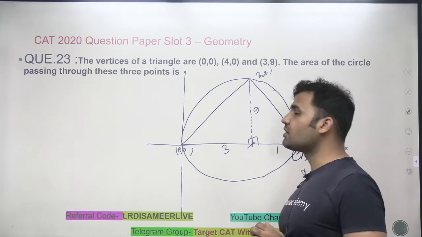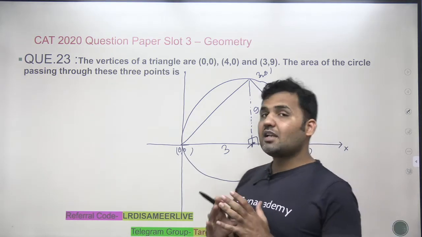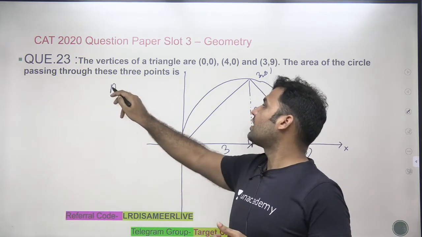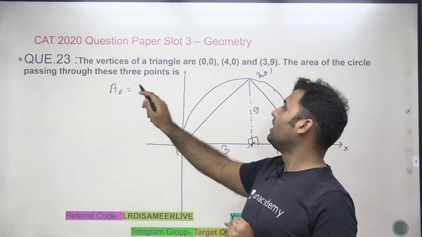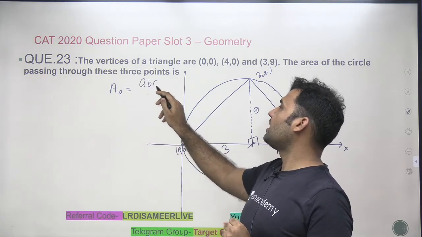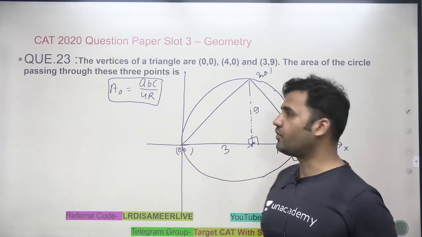Now you can find out the area of the circumcircle if you can find out the radius of the circle. And there's a relationship between the area of a triangle and the circumradius of a triangle. This is something that you should know: the area of a triangle is ABC upon 4R.